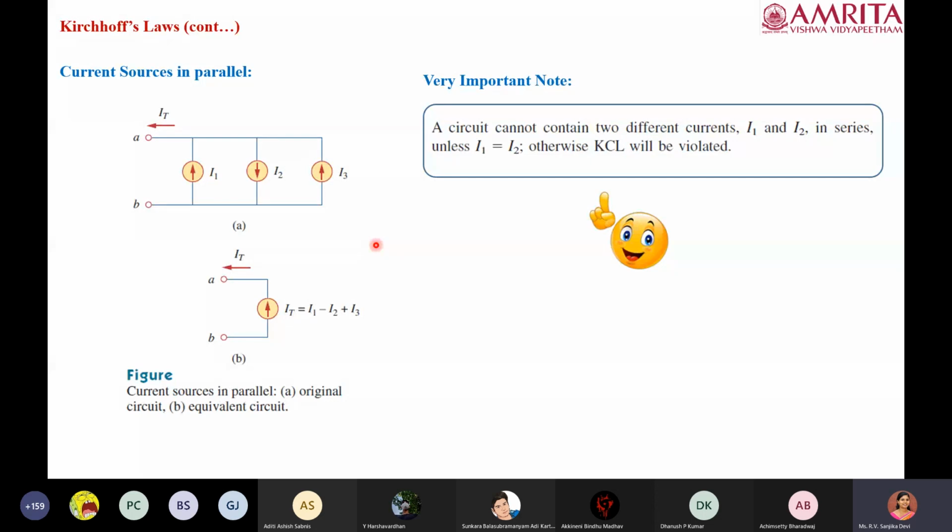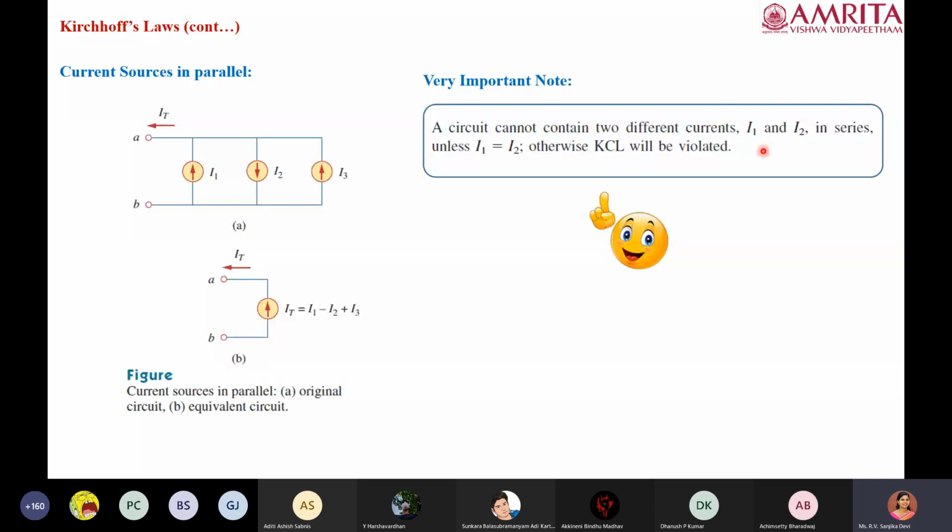And there is one more thing which is very important. In a particular branch, there cannot be two different currents. Especially when elements are in series, the same current flows through all the series elements. The current cannot differ when it is flowing in a series branch. Otherwise, KCL will be violated. So it is very important to remember that when two or more elements are in series, the same current flows through them.